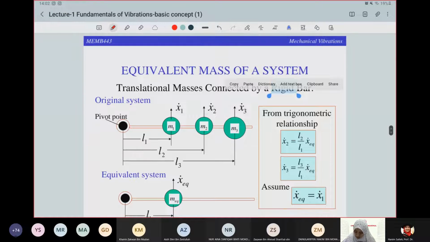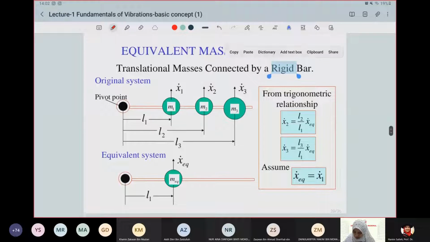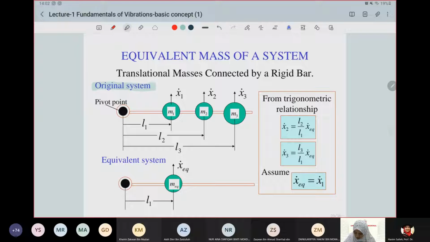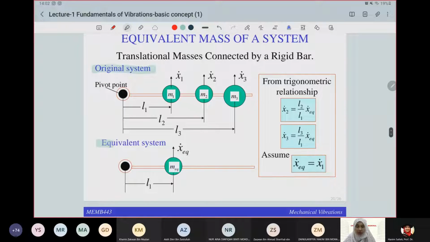There is an example here. How do you calculate the equivalent mass of a system? Let's say you have this original system and you want to write the equivalent system. In other words, from these three masses, M1, M2, M3 at specific locations, you want to collapse it into one equivalent mass, which we call M equivalent. That's the question.